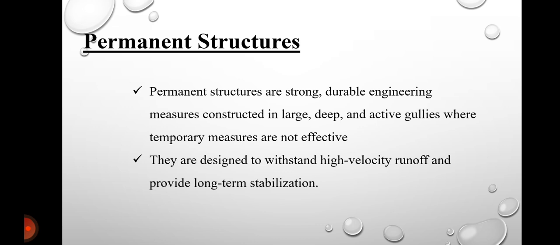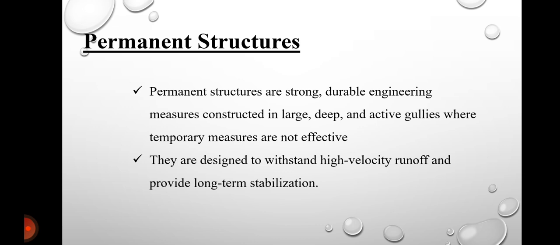Concrete check dam is constructed using reinforced or plain concrete, strong and suitable for areas with heavy runoff, and provides long-term gully stabilization. Drop structure allows water to fall safely from a higher level to a lower level. It prevents the excessive erosion caused by high velocity flow, commonly used in steep gullies. Chute spillway provides a protected pathway for carrying runoff down a steep slope. It prevents uncontrolled water flow and gully formation. Sill or grade control structures are constructed across the gully bed. It controls the bed level and prevents further downward erosion.